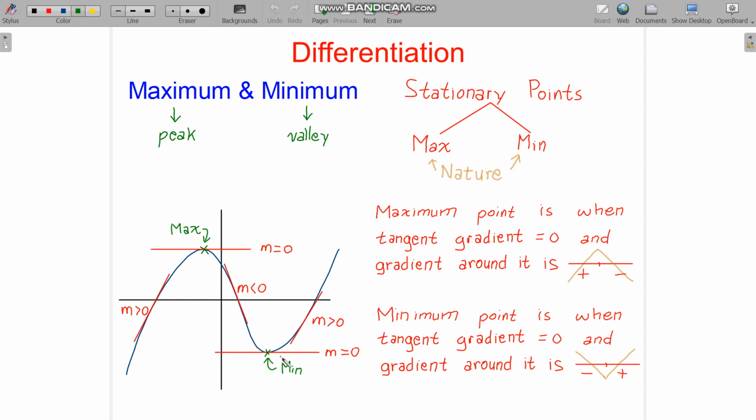So maximum and minimum are two types of stationary points. We say that the nature of stationary points can be a maximum or a minimum. So maximum, minimum when the gradient is 0 and the gradient around it is like this. So if we have plus, minus, increasing, decreasing, we have a maximum. Decreasing, increasing, we have a minimum.